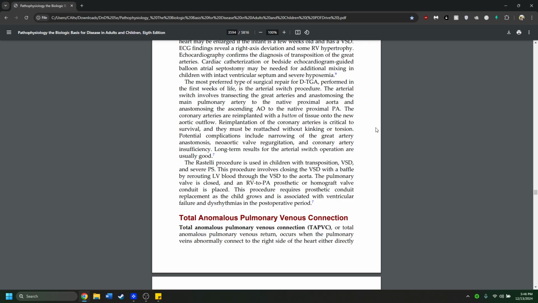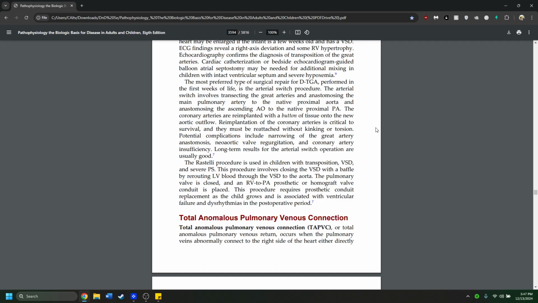The coronary arteries are reimplanted with a button of tissue onto the new aortic outflow. Reimplantation of the coronary artery is critical to survival, and they must be reattached without kinking or torsion. Potential complications include narrowing of the great artery anastomosis, neo-aortic valve regurgitation, and coronary artery insufficiency. Long-term results for the arterial switch operation are usually good.